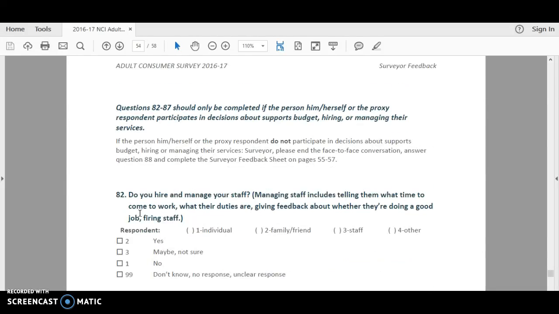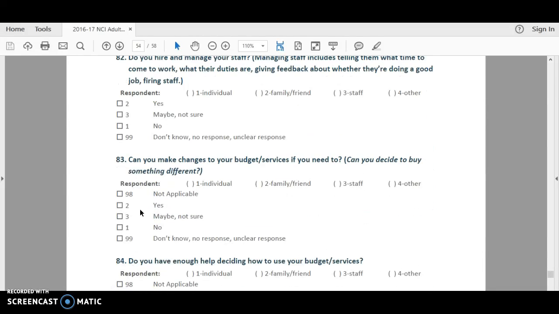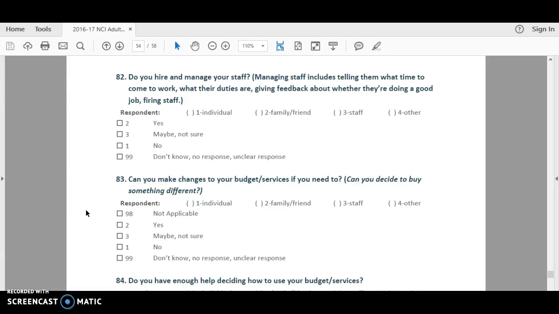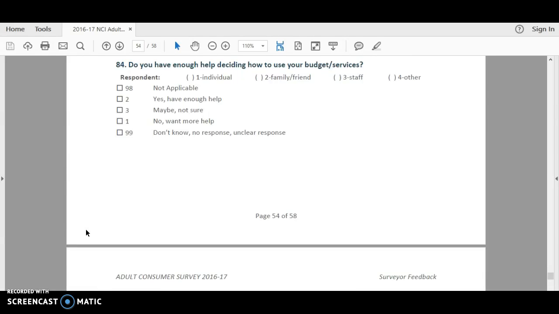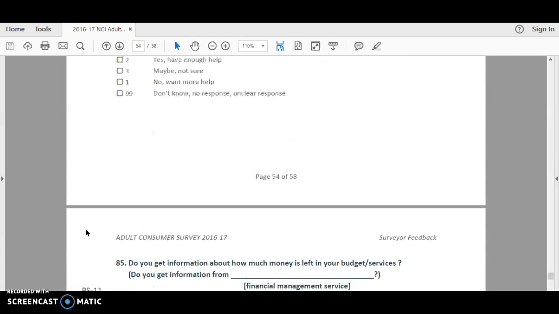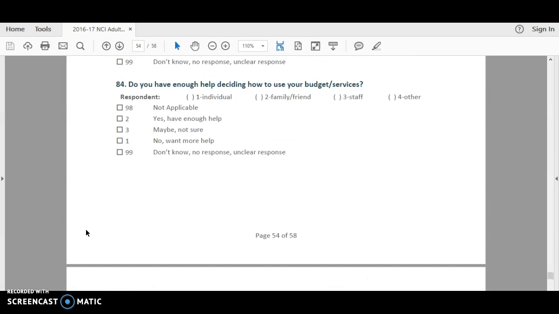which we try to clarify a bit in order to make this a little bit easier to get through. So we ask whether the person hires and manages their staff, which is, of course, a main tenet of self-direction. Whether the person's able to make changes to their budget or services if they need to, and if they have enough help deciding how to use the budget for services.